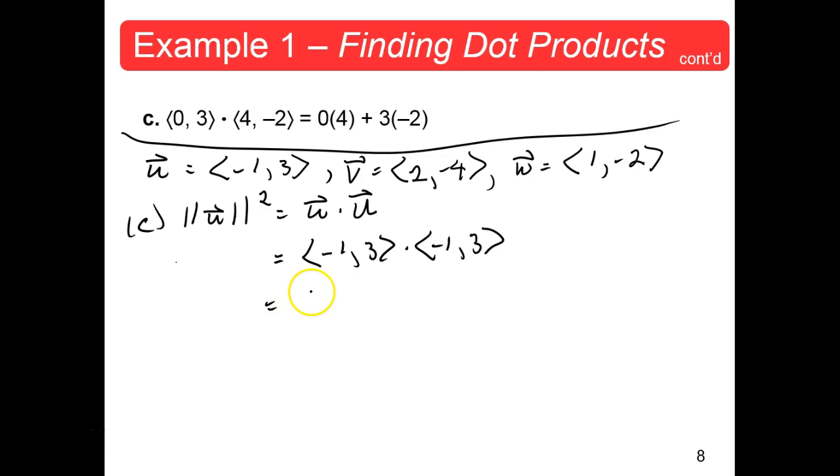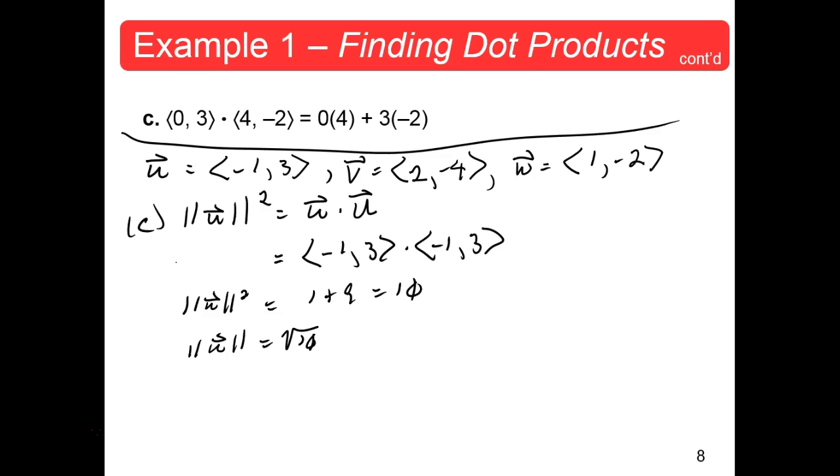Negative 1 squared plus 9. 1 plus 9 is 10. That gives you the magnitude of u squared. So what is the magnitude of u? Equal to the square root of 10. I think we must have done that sometime in the past. It seems like we have. And sure enough, that is what you got.